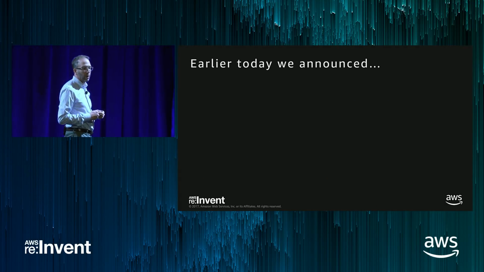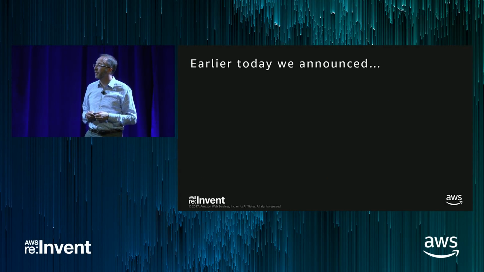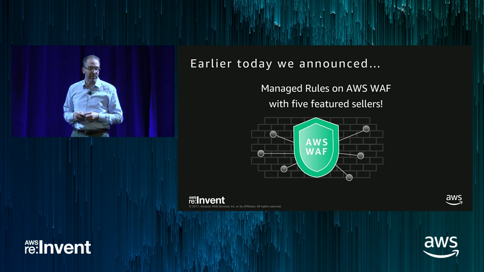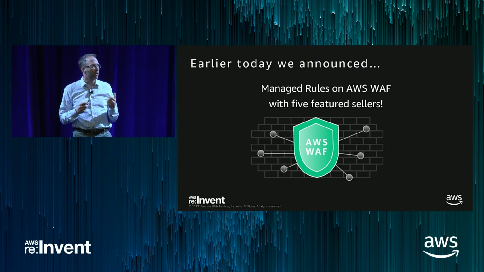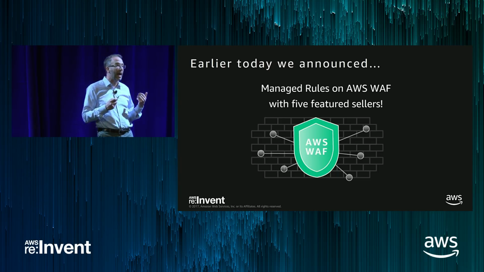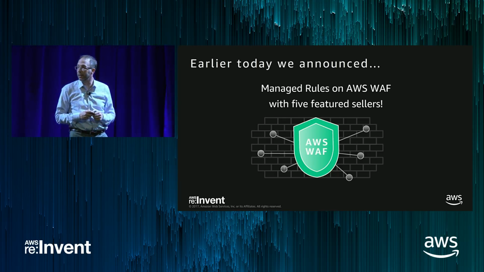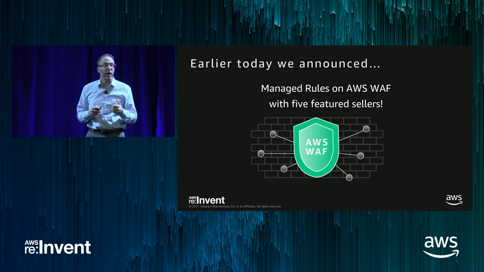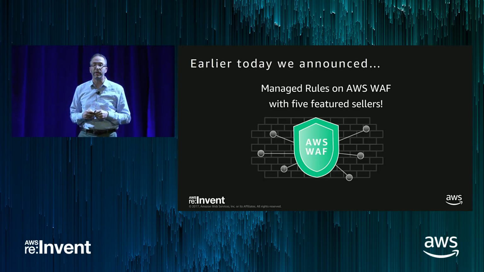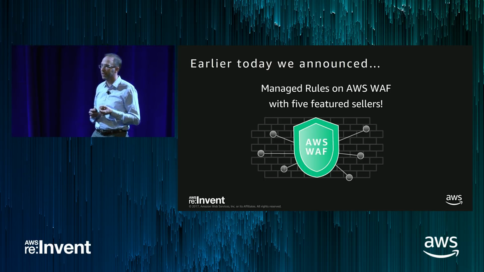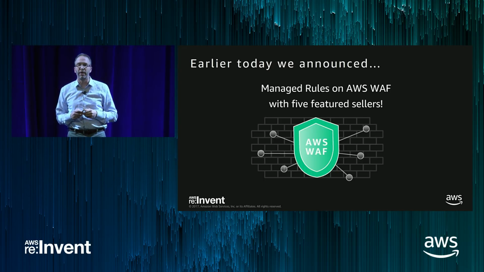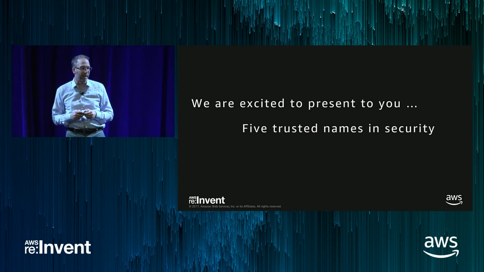So earlier today, or actually yesterday, we announced managed rules for AWS WAF. And a really exciting component of this is that we've partnered with 5 security sellers, folks that have been active and are very highly respected in the security space. And those sellers have come together in the AWS Marketplace to provide 11 different security products. These are rule sets that you can apply via AWS WAF to protect your applications.